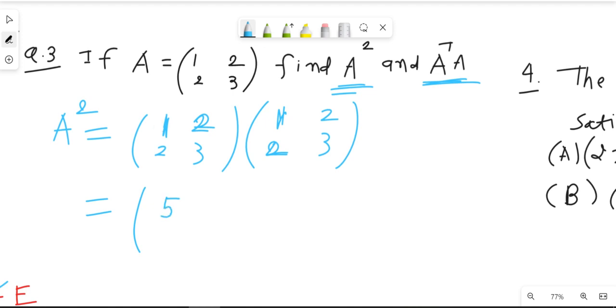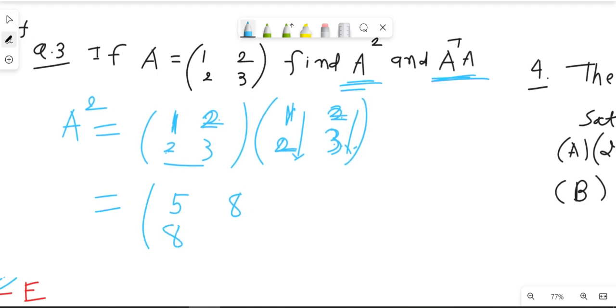Then first row, second column: 1 2s are 2, 2 3s are 6. So 2 plus 6 will be 8. Then second row, first column, and second row, second column: 2 1s are 2, 3 2s are 6. So 2 plus 6 will be 8.